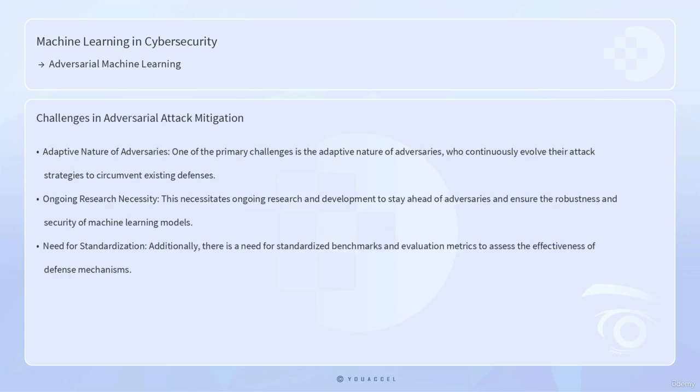Despite the significant progress in understanding and mitigating adversarial attacks, several challenges remain. One of the primary challenges is the adaptive nature of adversaries, who continuously evolve their attack strategies to circumvent existing defenses. This necessitates ongoing research and development to stay ahead of adversaries and ensure the robustness and security of machine learning models. Additionally, there is a need for standardized benchmarks and evaluation metrics to assess the effectiveness of defense mechanisms. Current evaluation practices vary widely, making it difficult to compare different approaches and identify the most effective solutions.